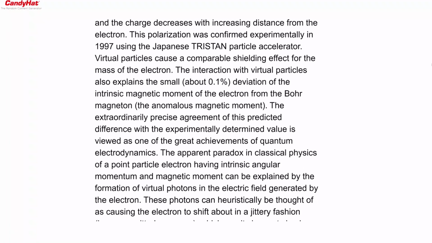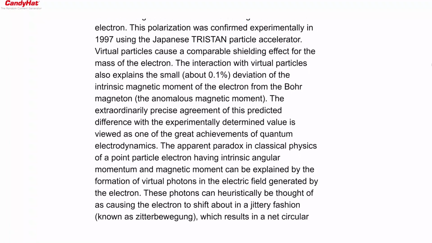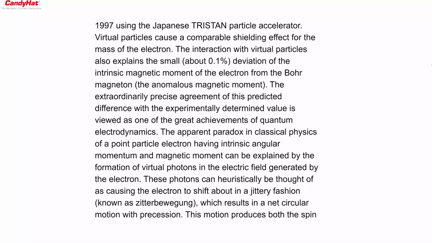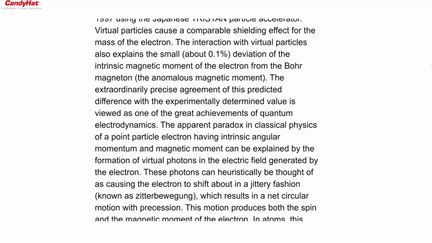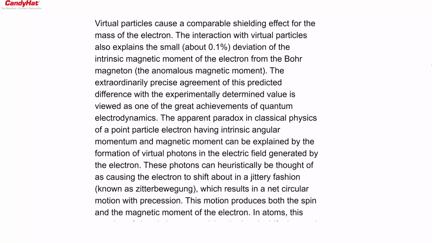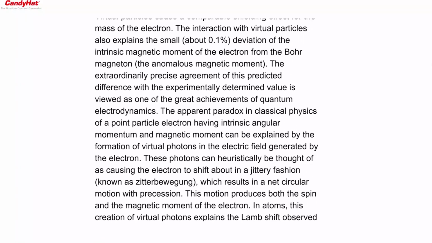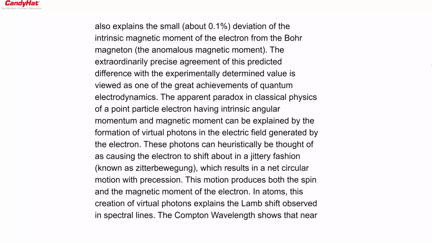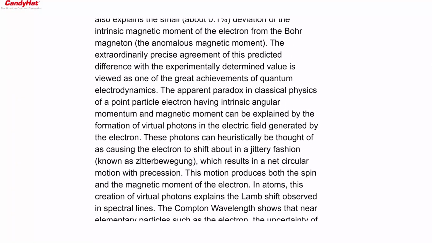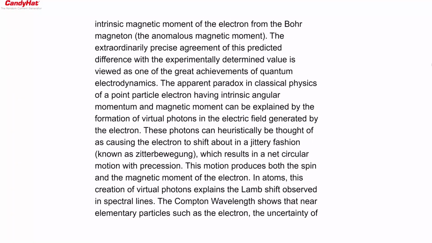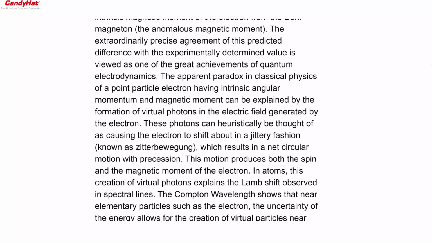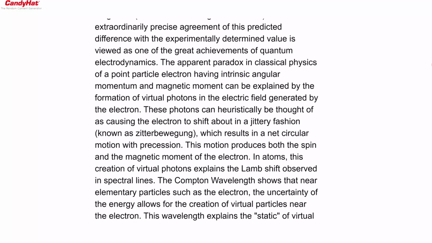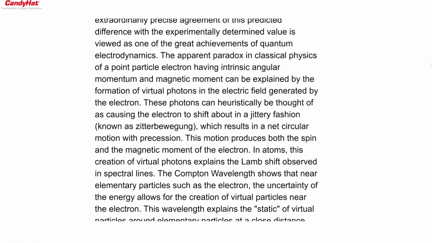Virtual particles cause a comparable shielding effect for the mass of the electron. The interaction with virtual particles also explains the small, about 0.1%, deviation of the intrinsic magnetic moment of the electron from the Bohr magneton, the anomalous magnetic moment. The extraordinarily precise agreement of this predicted difference with the experimentally determined value is viewed as one of the great achievements of quantum electrodynamics.